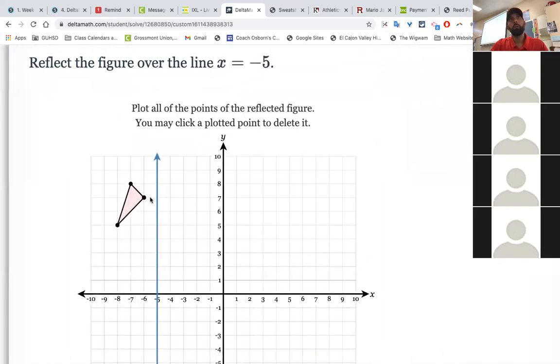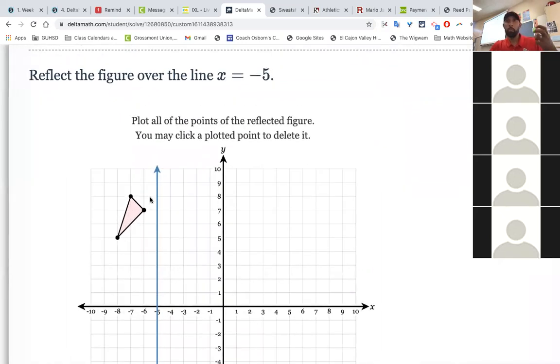Well, the way to help you see a flip is think about where the points of that picture are going to go. Make sure I'm recording. Okay, so if I'm going to flip, let's say, just focus on one point at a time, right? So this point right here at -6 and 7, if I flipped it over that line, where would it go to? Well, it's 1 unit away from that line. So that means it will be 1 unit away on the other side of the line.